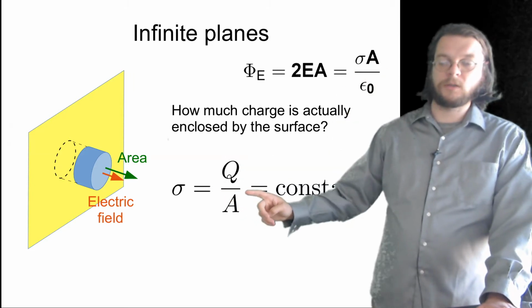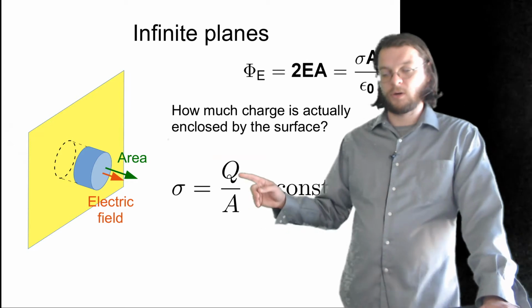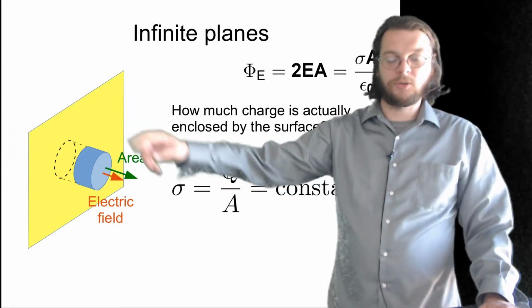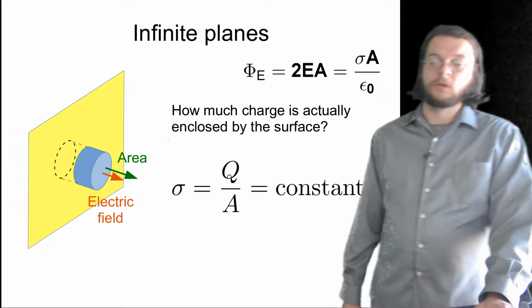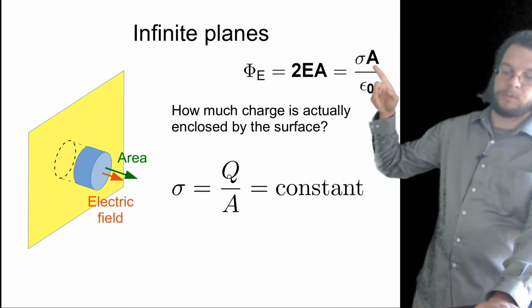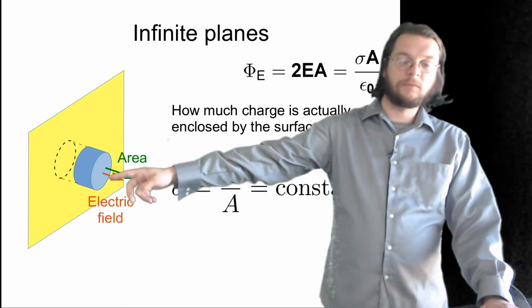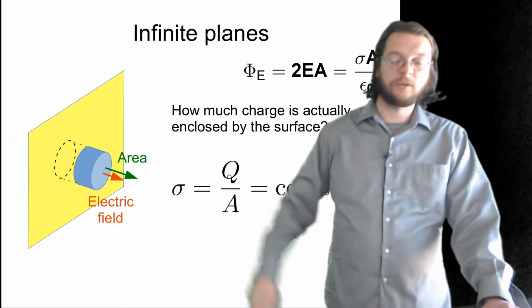This is really sort of Q total divided by A total, the total charge over the total area on this sheet, if it was a real metal sheet that we're working with. But in any case, you get something like this. And what's interesting is that it depends on the area of the Gaussian surface, right? So the bigger the Gaussian surface, the more charge it encloses.